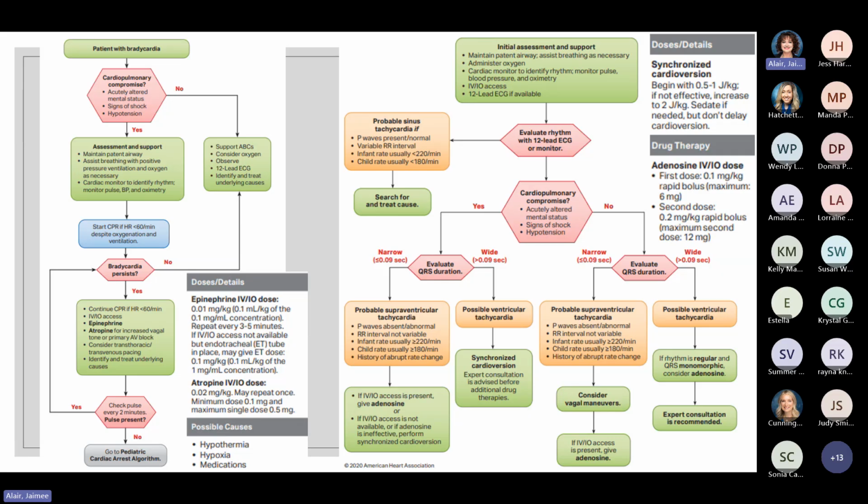So the current guidelines are changing a little bit. In adults, they're going to go to 12 and 18 versus 6, 12, 12. But currently the guidelines for pediatrics say 0.1 mg per kg, rapid bolus up to 6 milligrams, with the second dose being 0.2 mg per kg up to 12. And you can give that second dose one more time. So you can give one 0.1 and two 0.2. And then, of course, if you have to move to synchronized cardioversion, we're starting at half to 1 joule per kg. You can increase all the way to 2 joules per kilogram.